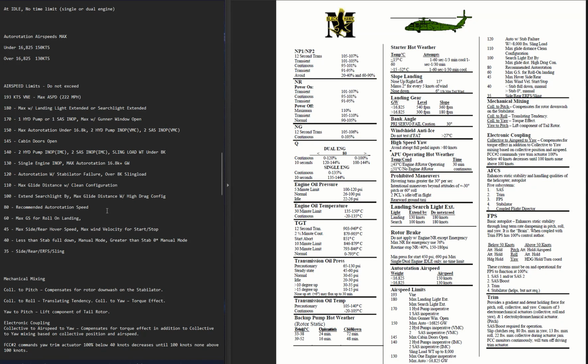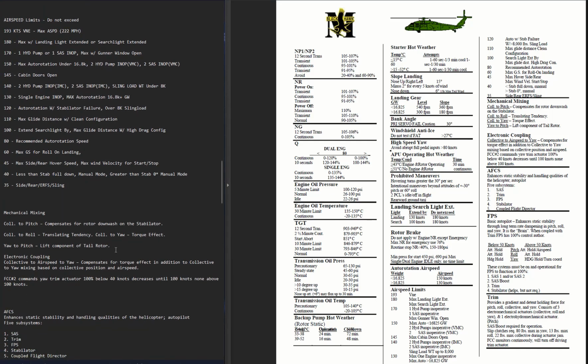Max side and rear hover speed, max wind velocity for start and stop is 45. And then at 40, you have stabilator full down manual if you're at less than 40, and then greater than 40, it's going to be stabilator to zero in manual mode. So that's your initiation of changes to your stabilators if you go under or over 40, and that's going to be to 0 degrees if you're above and full down if you're under. And then for 35 knots, we have side rearward movement for sling loads.